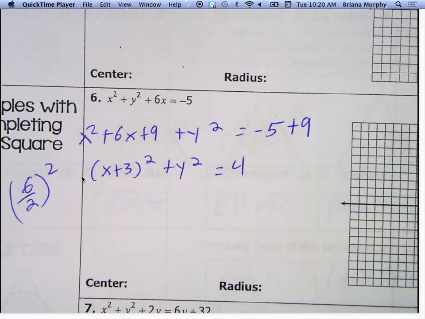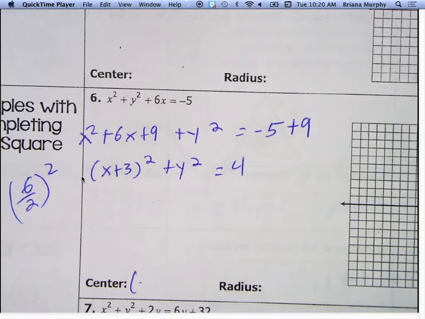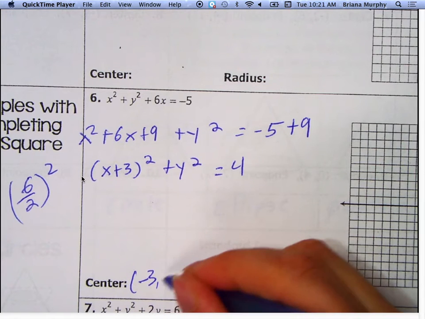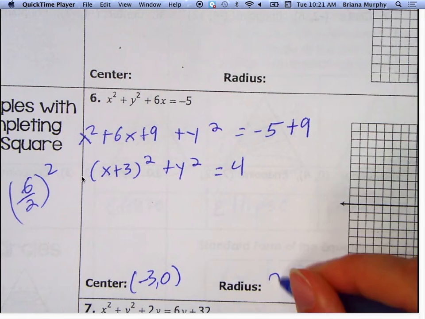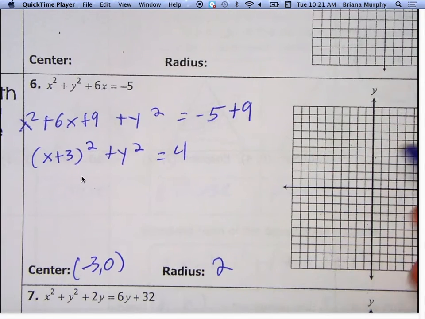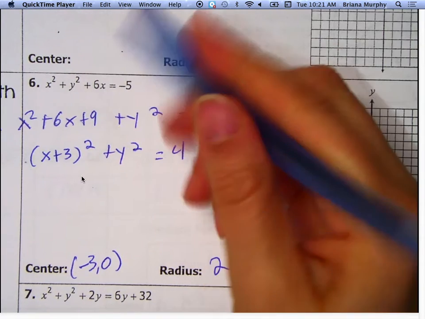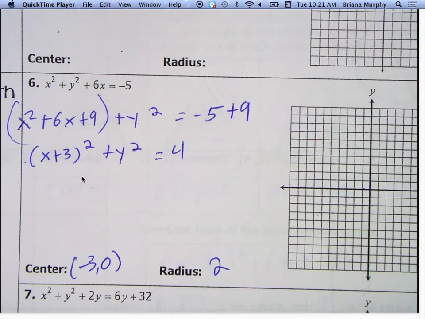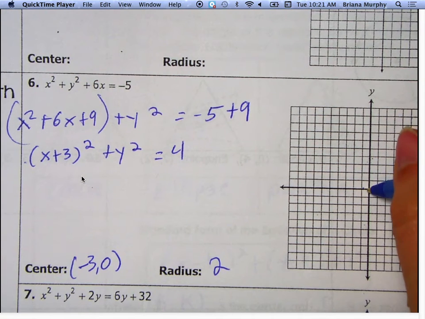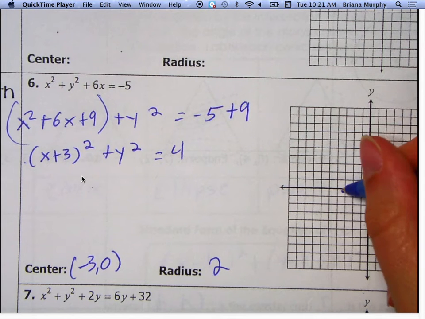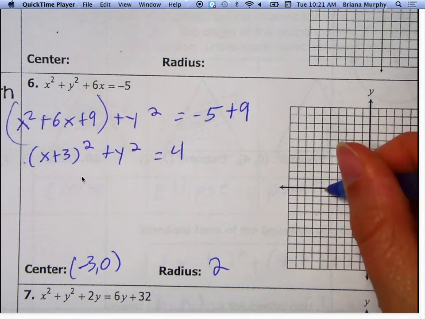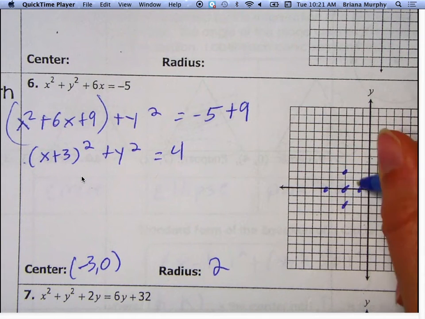Now, what's my center? Negative 3 comma 0. And what's my radius? 2. So I'm going to go negative 3. Sorry. Yes? How did you get the second equation? This one? I said I factored this right here. X squared plus 6x plus 9 factors to x plus 3 squared. So I'm at negative 3, 0. And then I'm going to go 2, 2, 2, 2. There's my circle.